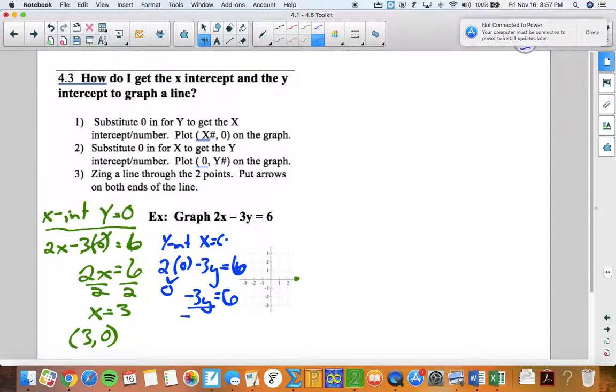So to get y, I divide by -3. So y is -2. Now y is -2 when x is 0. So put your x and y together, 0, -2, and plot that point. It's right there. And now you just zing a line through your 2 points. Boom, shakalaka. Zing a line through the 2 points. It actually says that. Put arrows on both ends of the line.